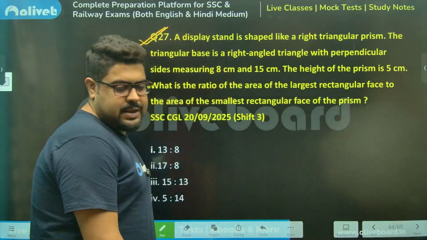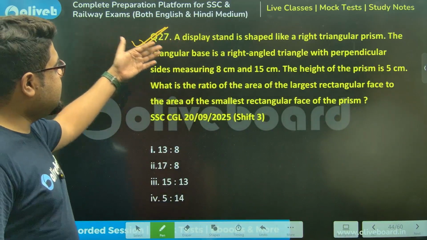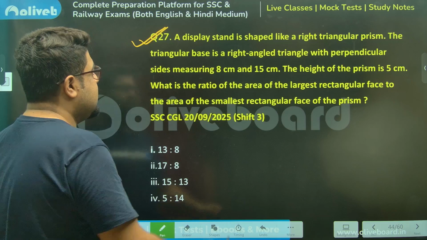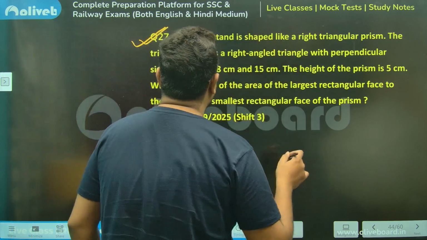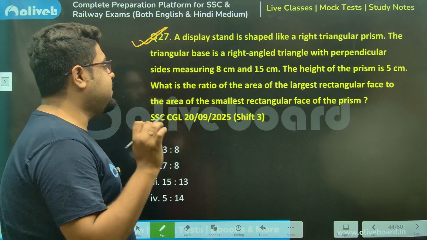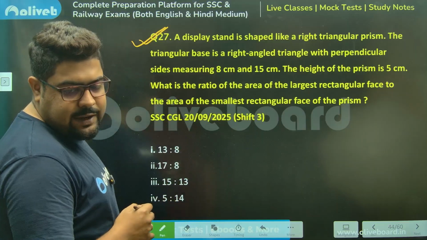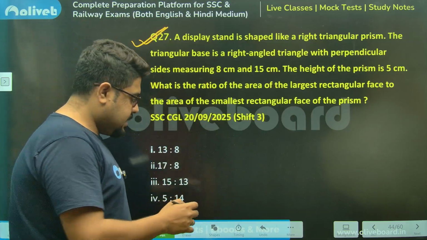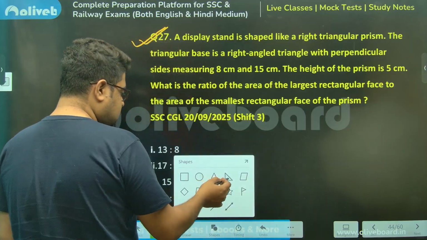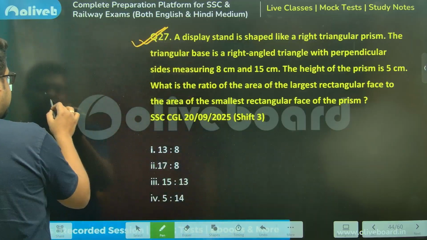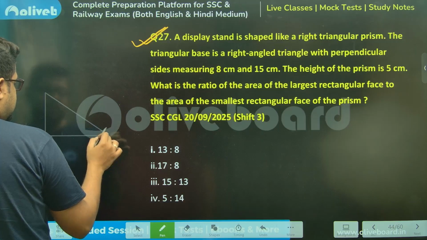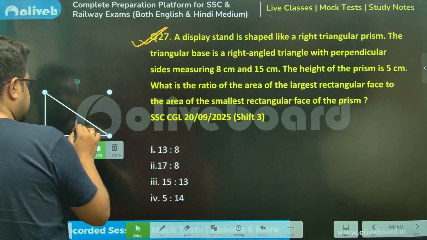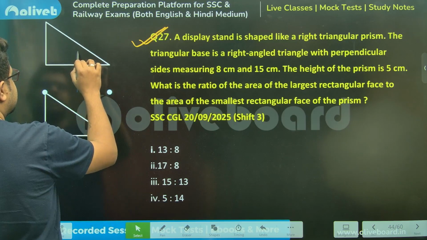Time is up. Sir, what is given? There is a right triangular prism, meaning that the base is a triangle. The base is a right angle triangle with perpendicular sides measuring 8 and 15. So the other one must be 17, sir, the hypotenuse. So this prism looks something like this.